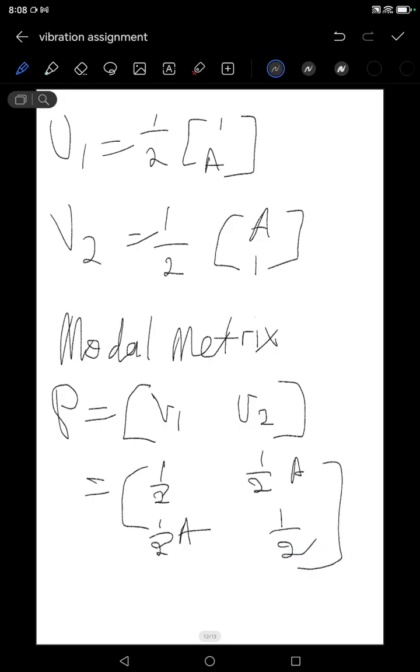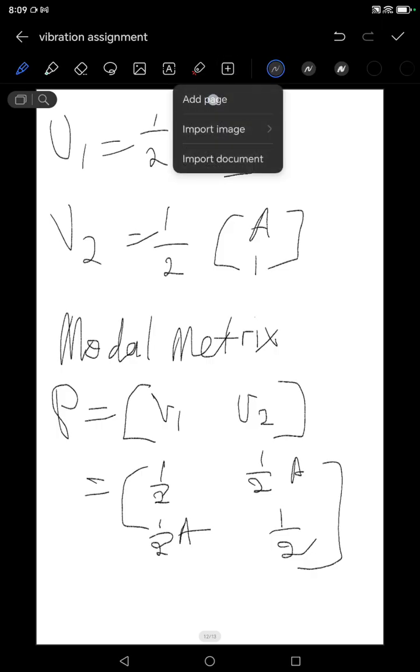So this is how we determine the modal matrix. You use the eigenvectors to determine the modal matrix. And then to determine the spectral matrix, we have the formula. So what do you call the spectral matrix?